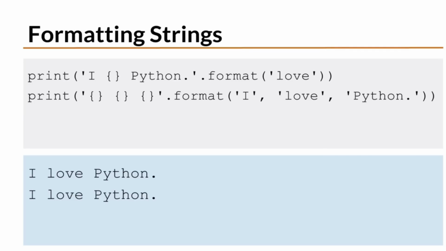Notice that when you pass multiple objects to a function or method, you separate them using a comma. So we have format, a string, which is I in single quotes, then we separate it from the next one by a comma, and then we have another string, and we separate that from the last one with another comma.